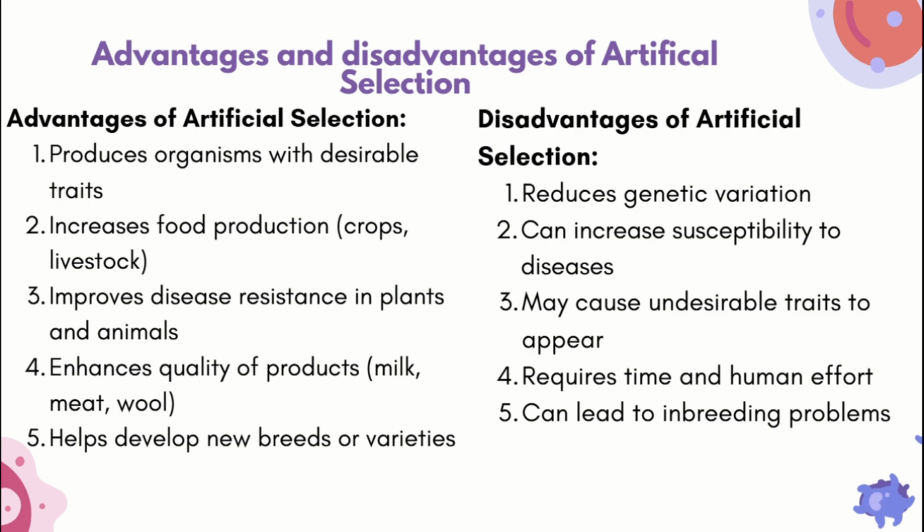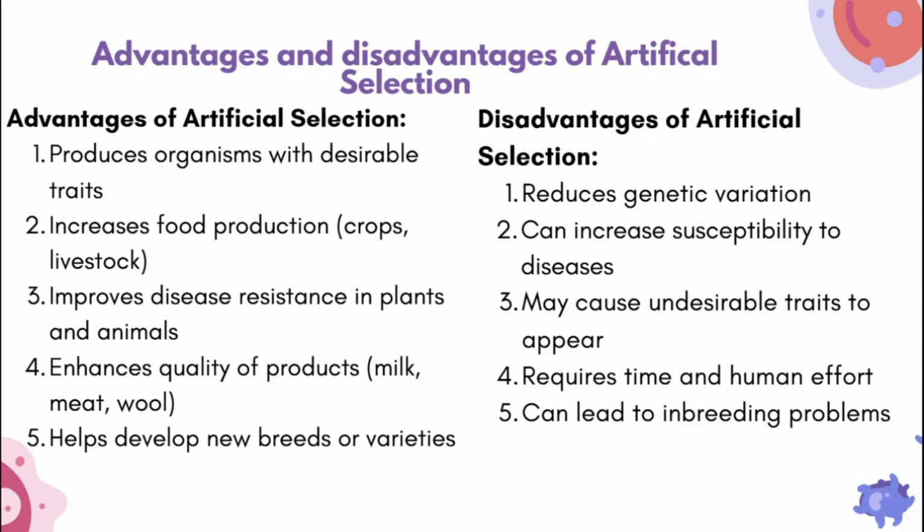This is just comparing artificial selection right here, talking about its advantages and its disadvantages. So basically, one, it produces organisms with desired traits, and basically we're the ones picking the trait. We say, okay, the cow, we need more milk, so we're the ones putting in the trait that we want. Two, it increases food production. As we said before, if we want more eggs, if we want more milk, artificial selection can help us to get that.